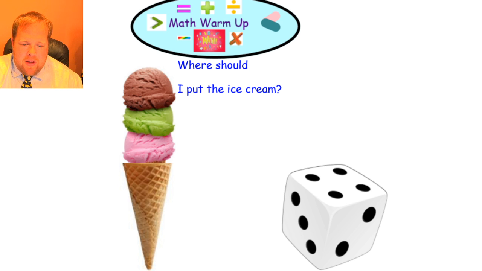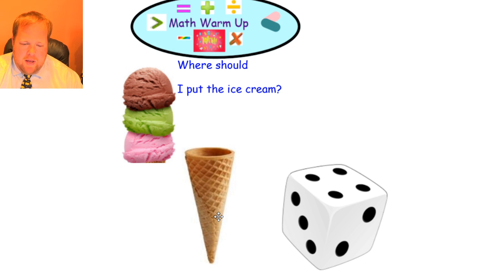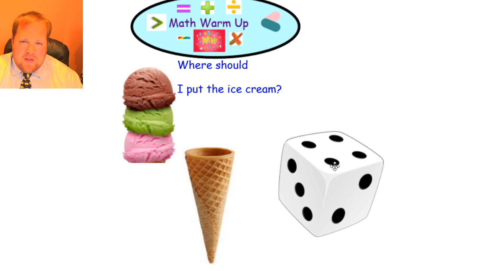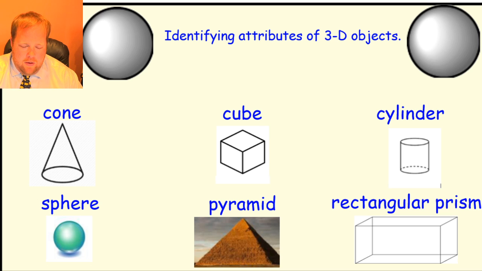All right, enough about ice cream. We are going to be talking about 3D shapes today. I can't believe it. We are going to talk about 3D shapes today. Do you know what this shape is called? This shape is called a cone. And in real life, a die would be a cube. Very nice. Let's see what we can learn.